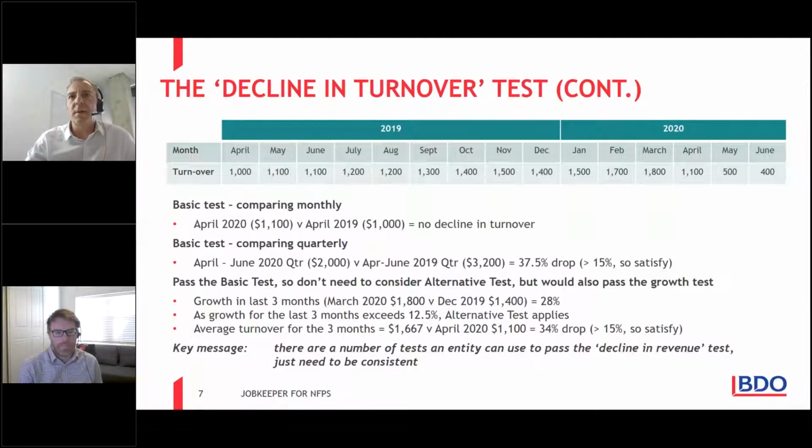The test then says we look at the average turnover for the last 3 months and compare that to our April month. And as we can see, when we do that calculation, we've actually got a 34% drop, which is more than 15%, so we're okay. As I said, the key message out of all of this is really to say there are so many different ways of doing this test. We've looked at monthly, we've looked at quarterly, we've looked at one of the alternative tests. We could have also gone back to look at cash versus accruals, and as we'll see in a minute, we could also look to see what happens if we exclude government revenue to see what impact that has on our test.